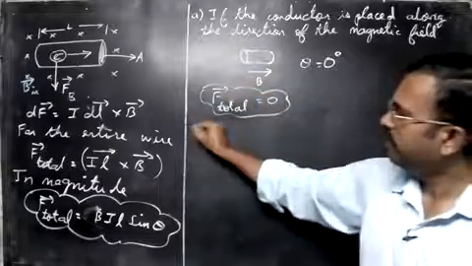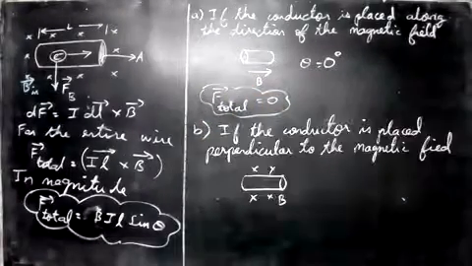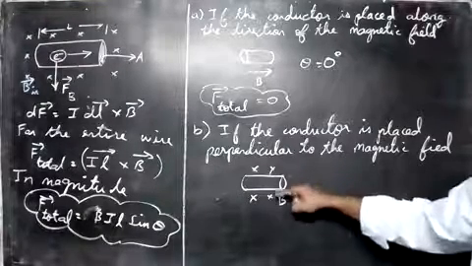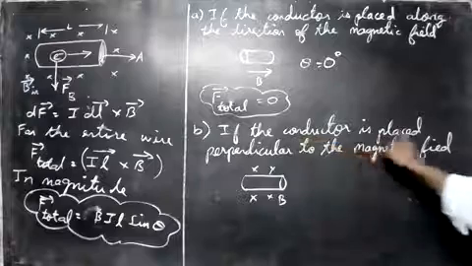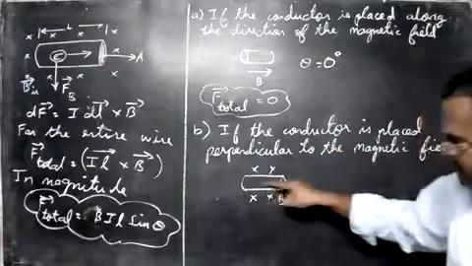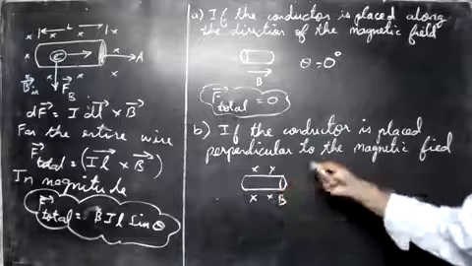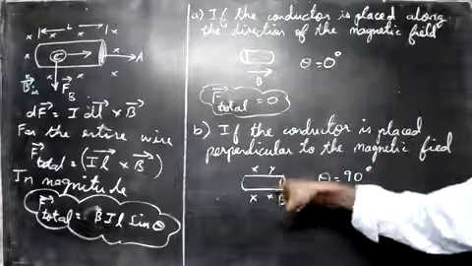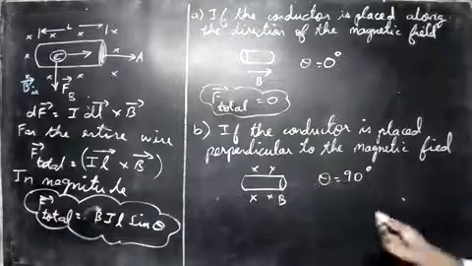Now next one, we'll see the second part here. Let me write down. Let us see the second special case here. So the magnetic field and the conductor are placed perpendicular. If the conductor is placed perpendicular to the magnetic field, let's see what happens now. So this is the conductor here, and this is a magnetic field. It goes into the board. So the angle between them is 90 degrees here. Theta is equal to 90 degrees. You can see that, the magnetic field goes into the board and the wire is like this way. So the angle is 90 degrees.